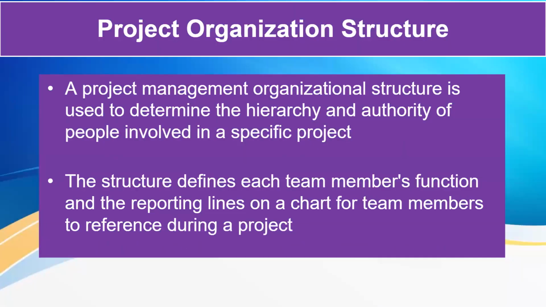So the project management organizational structure is basically used to determine the hierarchy, the authority of people involved in a specific project. And this will help us to communicate, to have a clear understanding of what we call the chain of command and decision making. And then the structure defines each team member's function and the reporting lines on a chart for team members to reference during a project. So it will clearly tell you who is supervising a particular work, who you are assigned to, who you report to, who you communicate to if there are issues, and then give you a clear rundown of how the whole project runs.